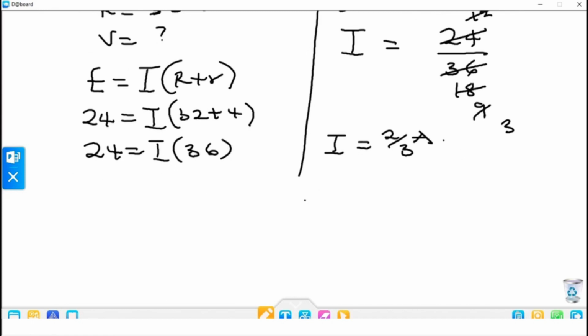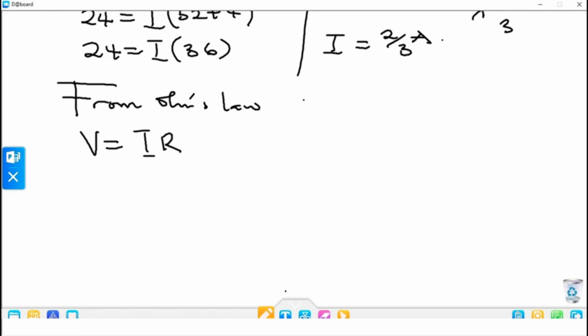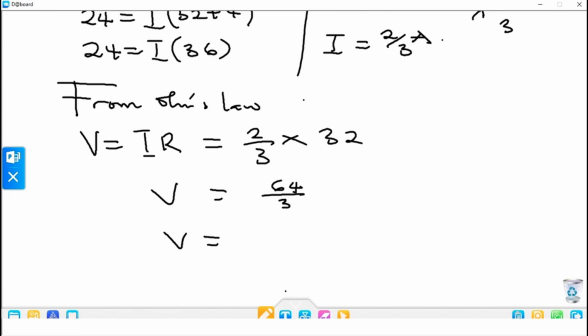So we can use Ohm's law to obtain our potential difference V. From Ohm's law, our V is equal to IR. Our I is 2 all over 3 multiplied by 32, which is the resistance. 2 times 32 will give us 64 all over 3. So our V now becomes, when you divide 64 by 3, 21.3 volts. So this is the potential difference across the battery of the circuit.